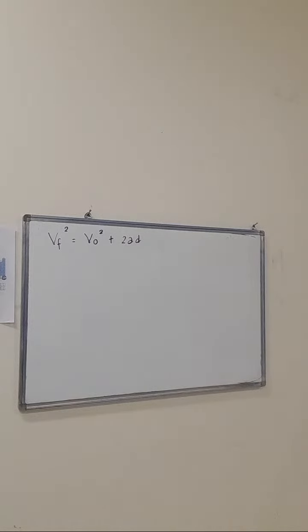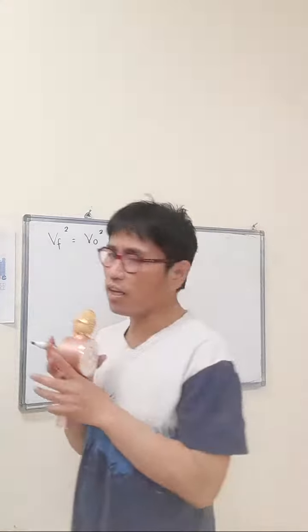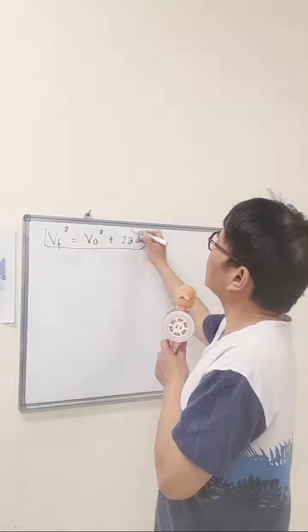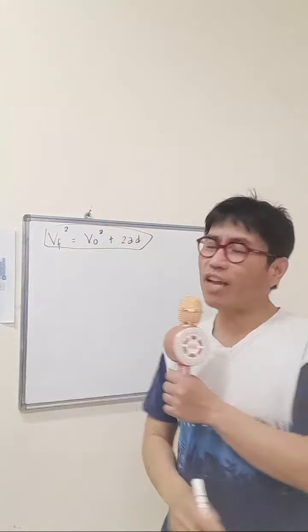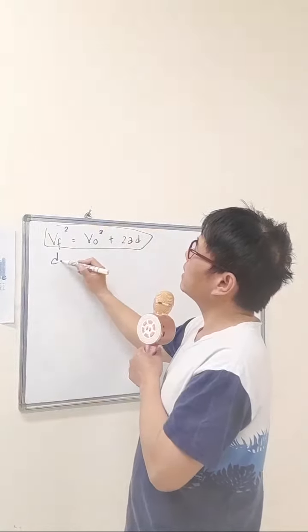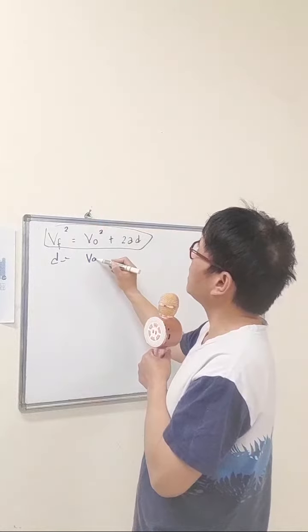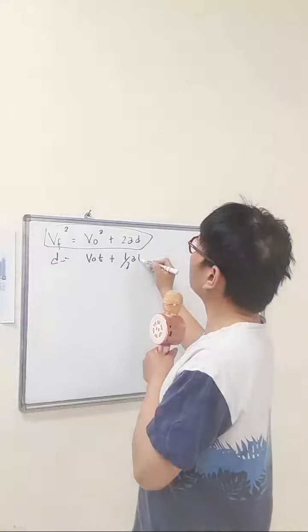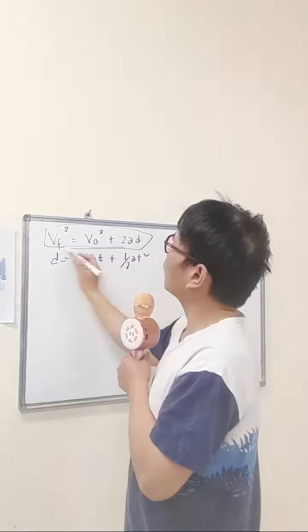For engineers, graduates and professionals. Okay, this is going to be the kinematic velocity. And how about the kinematic distance here? It's going to be distance is equal to initial velocity times the time plus 1/2 AT squared. Now take note of what's the difference here.